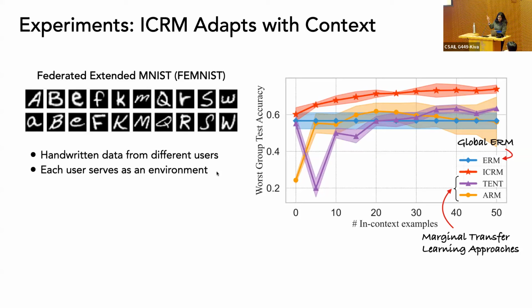So even on worst group accuracy, we can see that ICRM follows the curve that we observed from our theoretical results. At 0 context length, ICRM's performance agrees with all these methods. And as the context length improves, ICRM has a performance which is superior to all these methods. And it is able to do that with just 50 samples at test time.